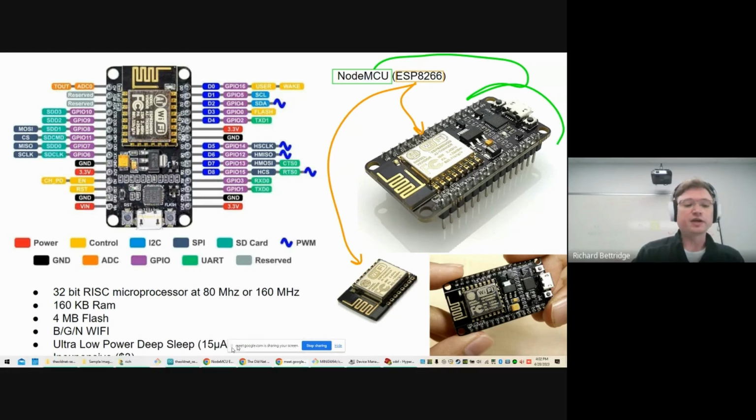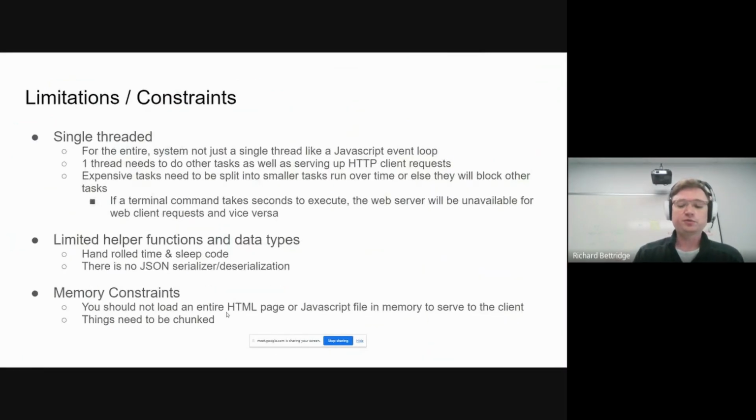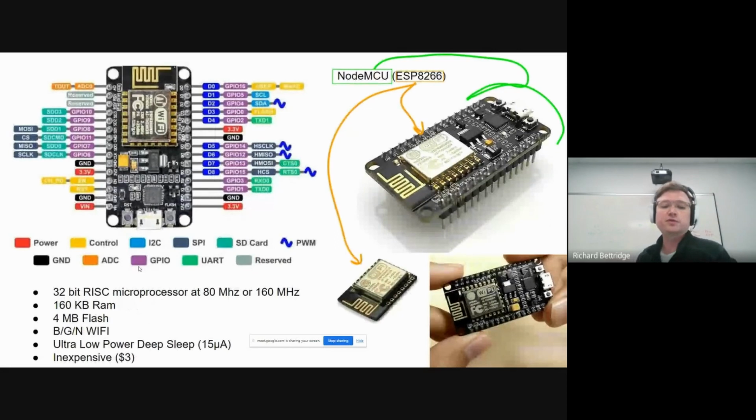But what it is, it's a 32-bit RISC processor. It can run at 80 megahertz or 160 megahertz. It has 160K of RAM. It's got 4 megabytes of flash. It has Wi-Fi built in. It supports ultra deep sleep, like basically almost zero power consumption. So if you wanted to put this thing to sleep for like a month and have it wake up on occasion to sample some data, it supports that.